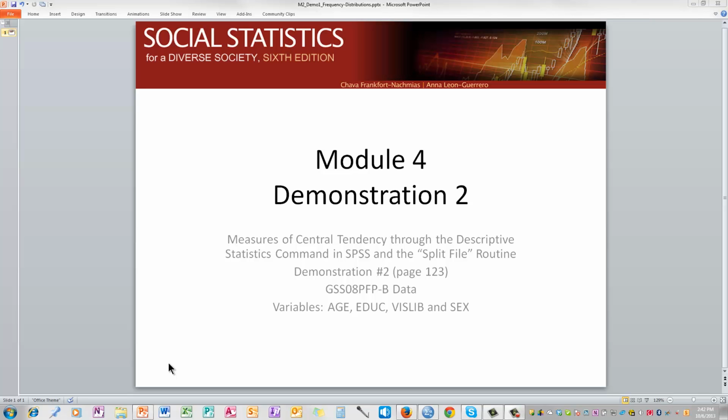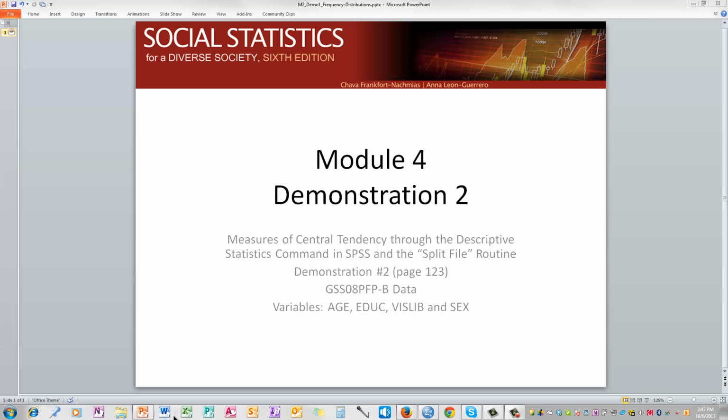This is the second demonstration for Module 4. In this module, we're going to learn how to get our measures of central tendency through not the frequencies command, but the descriptive statistics command in SPSS. If we don't want the frequency table and we just want those summary descriptive statistics, the mean, the median, the mode, and some other descriptive statistics, then we can get those stats quickly through the descriptive statistics routine.